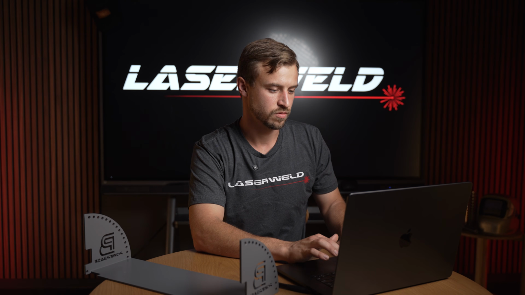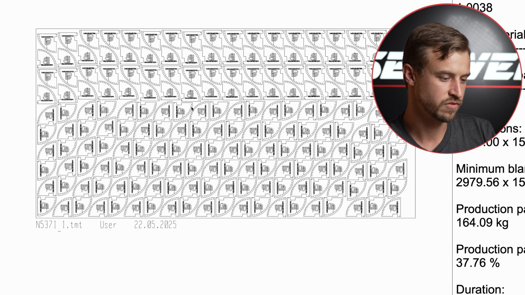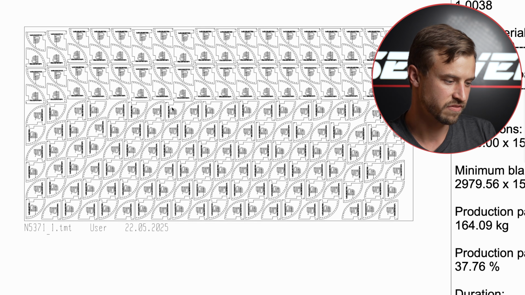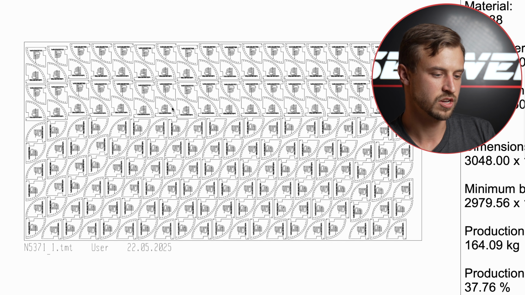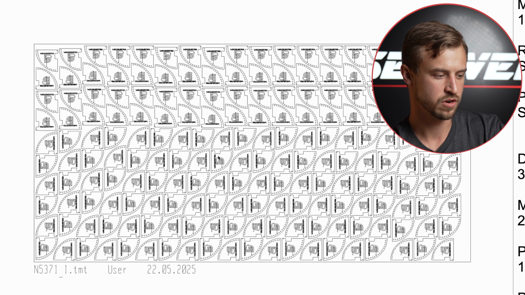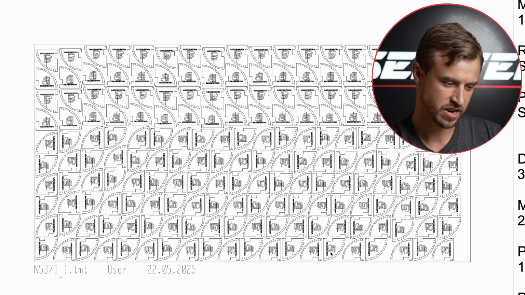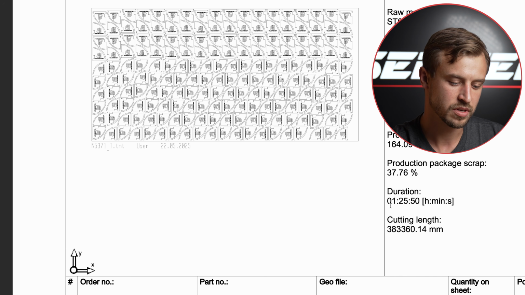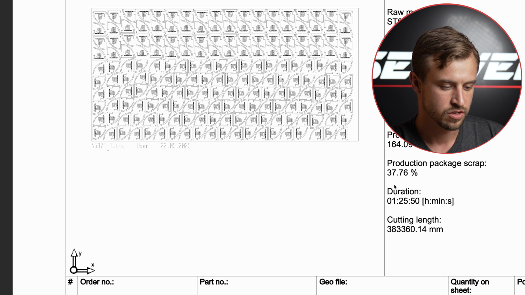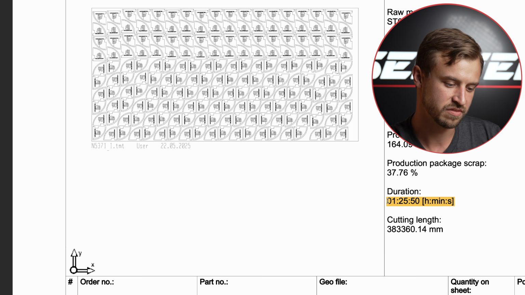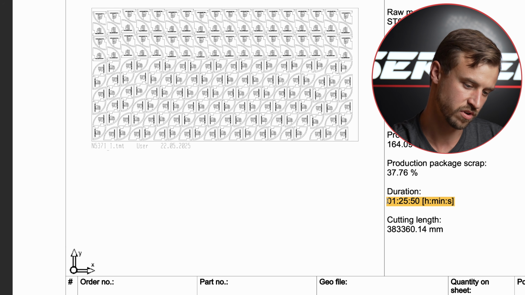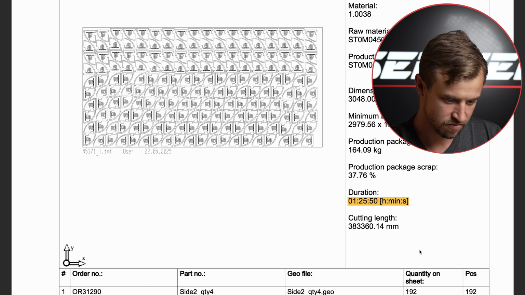All right, so we have the side frames. If you can look at them, this is a 5-foot by 10-foot sheet of 7-gauge material. So you can see here's all these pieces mixed in there, all right? What I use is the cut time and the quantity on a sheet. So if we look here, this cut time is 1 hour and 25 minutes and 50 seconds. Let's just say 1 hour and 25 minutes, okay? And then if we come down here, quantity on the sheet, 192.